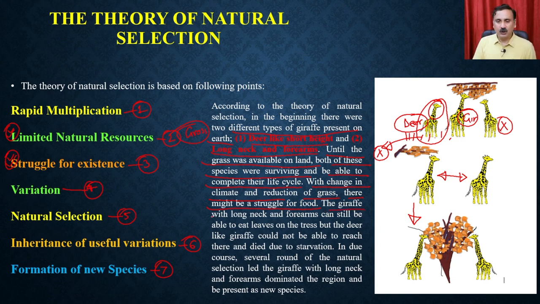So the giraffe with the long neck and forearms can still eat the leaves from the tree, but the deer-like giraffe could not reach there and died due to starvation. In due course, several rounds of natural selection led to the giraffe with the long neck and forearms dominating the region and being present as a new species. So that's how Darwin has explained the generation of the giraffe that we see in the present time.